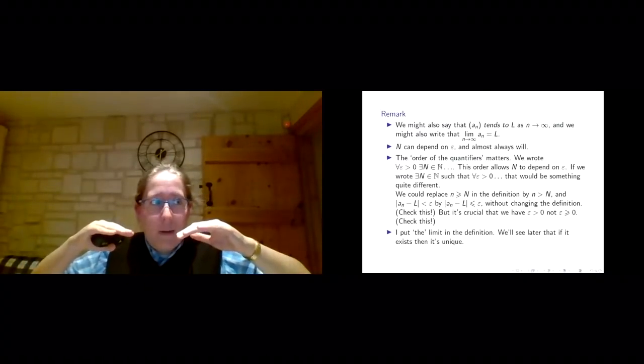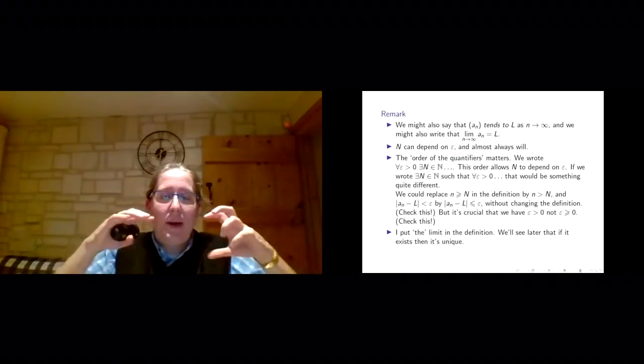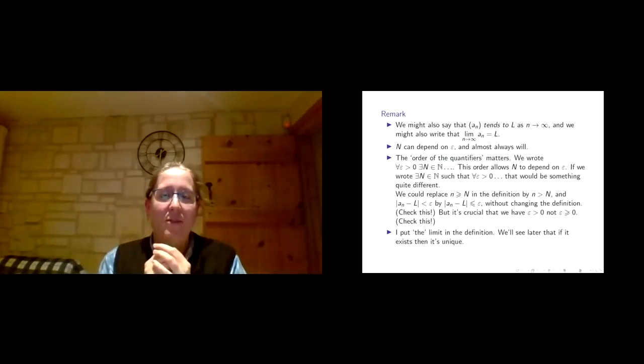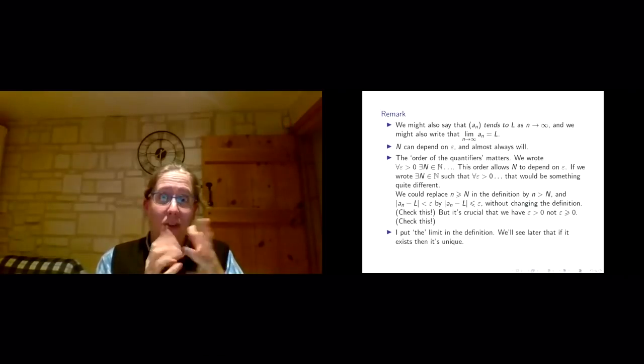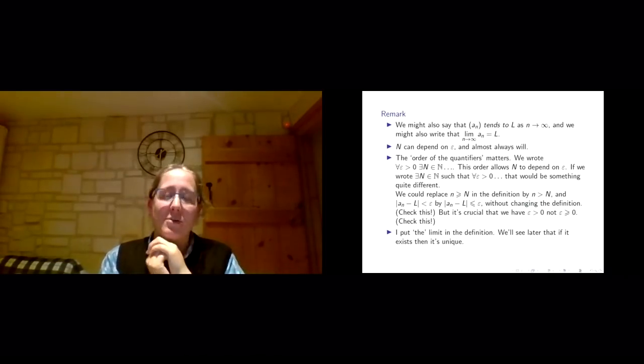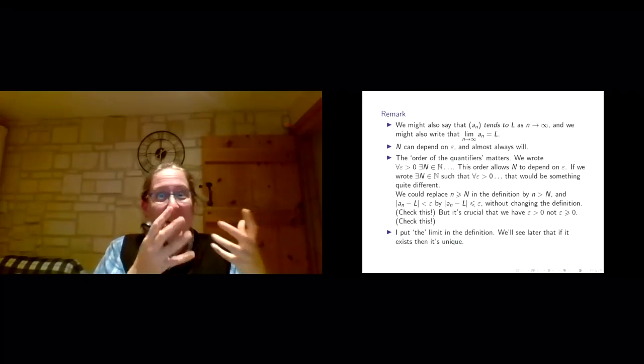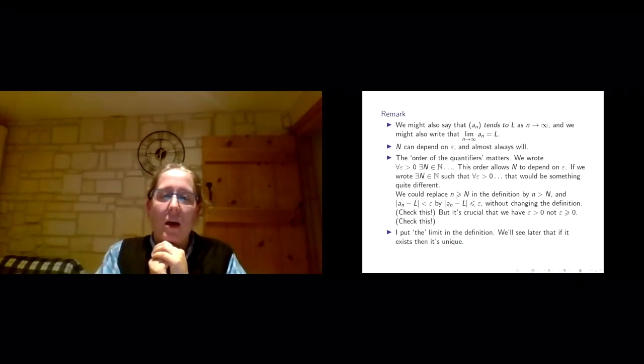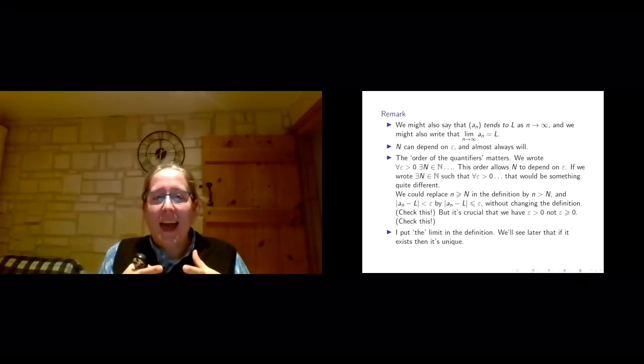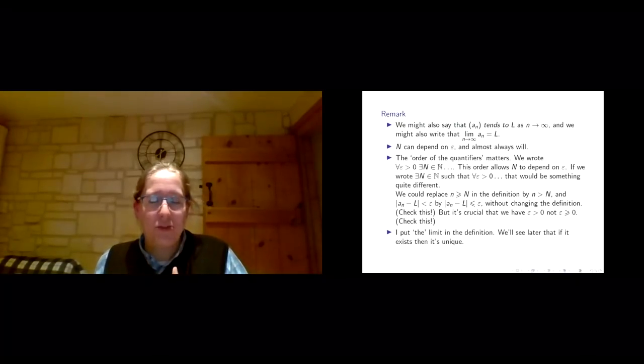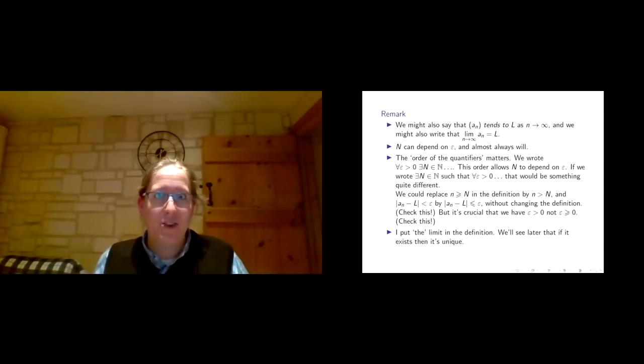So the sequence might be really close to L and then move away a little bit, as long as it meets the definition that from some point on, all the terms are close enough to the limit, for all possible close enough somehow. Our choice of capital N can depend on epsilon, and it almost always will depend on epsilon.